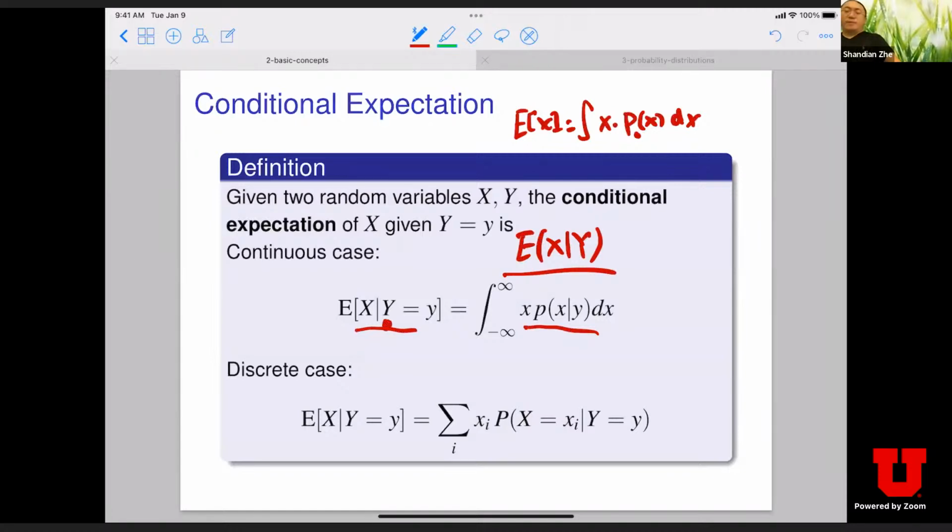Is this a constant? Is this constant or random variable? Why? Yes, very, very important. So be careful. This guy is a random variable. So this guy essentially is a function of y. Why can I say this?